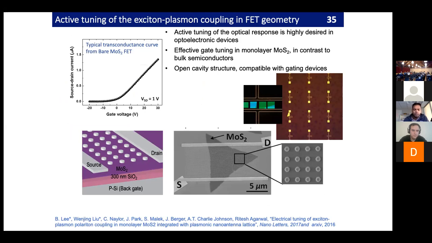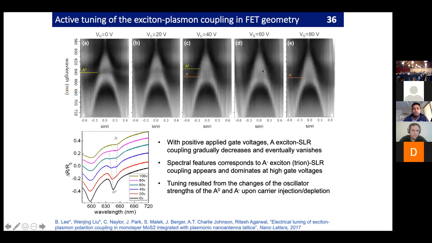Given the ease of the geometry of these systems, because these are two-dimensional systems, you can integrate very easily in a transistor-type geometry. So we have a 2D material and pattern the plasmonic lattice. Everything is fabricated in a transistor-type geometry. There's a back gate, a poor transistor, because the idea was not to optimize the transistor. So we were able to inject and remove carriers. And what we showed was that just by adding charges, electrons, to the system, we could go from a strong coupling limit with the A exciton.